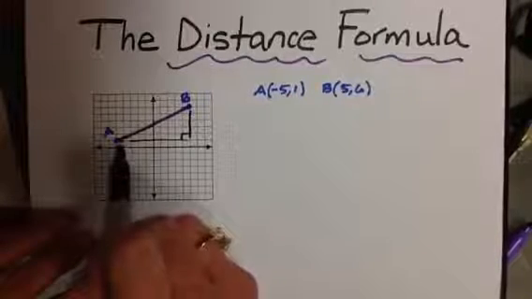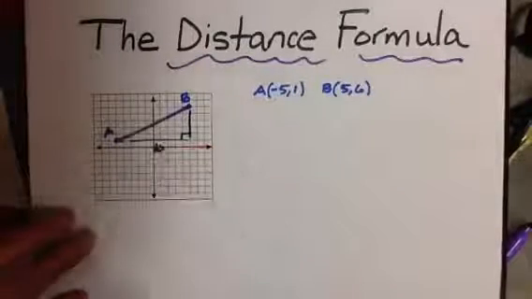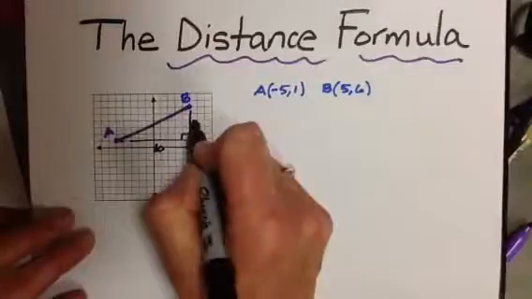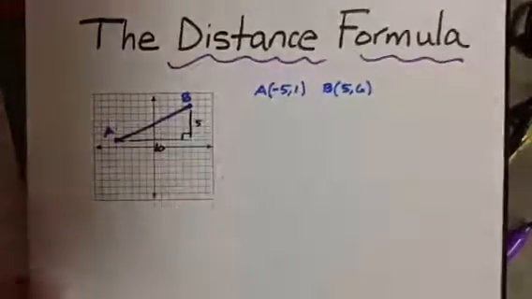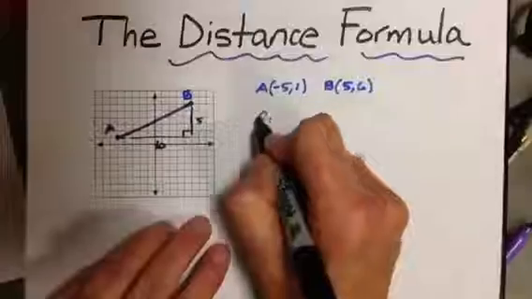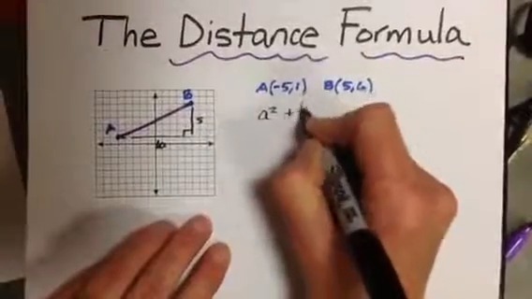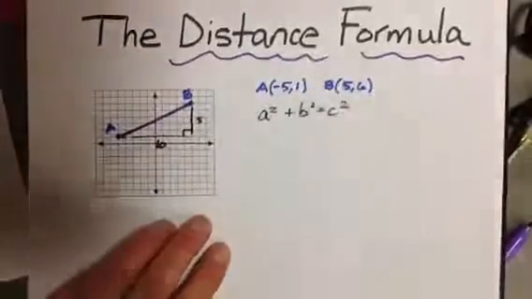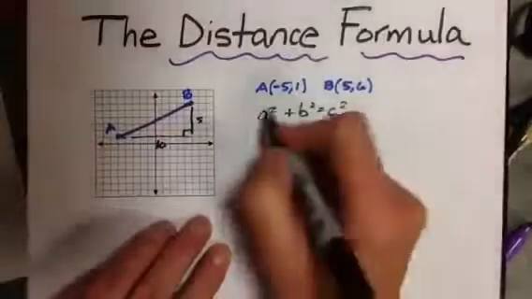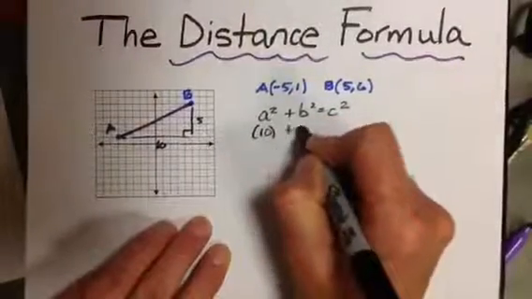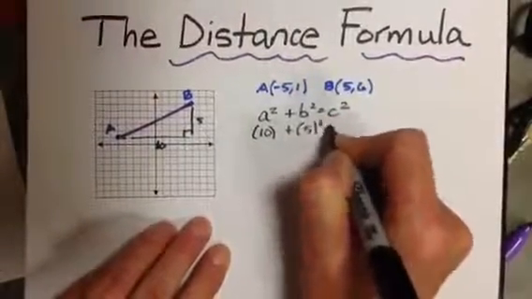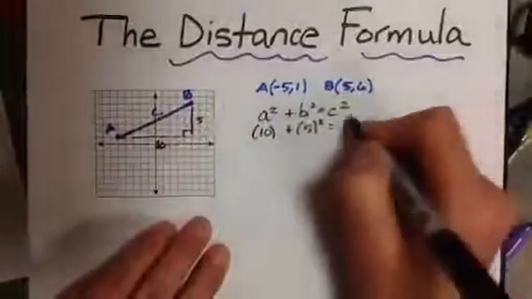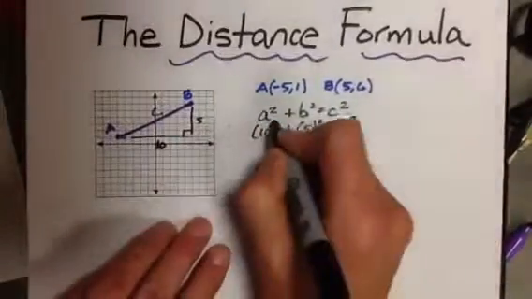So this distance is 10, I believe, and this distance is 5. There we go. So we're going to use the Pythagorean theorem: a squared plus b squared equals c squared. And I know we've worked with that before. I'm going to use the 10 for the a, I'm going to use the 5 for the b, and this distance will be the c, so I'm going to keep that c.